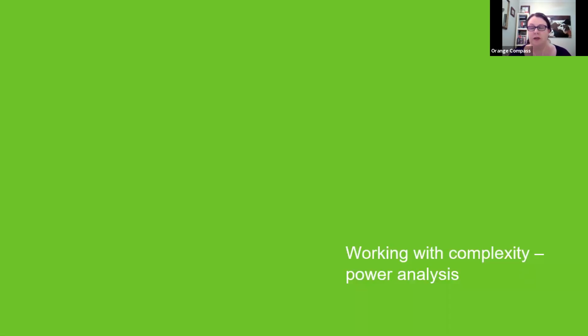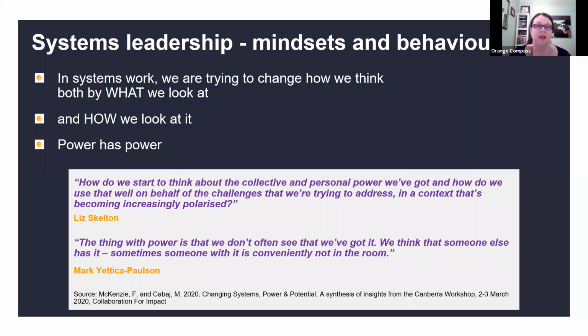Linked to working with complexity is understanding power, and particularly this is linked to leadership, because a lot of the ways in which we lead traditionally draw on hierarchical power or power based on authority. And in systems leadership and systems work, what we're trying to do is change how we think, both by what we look at, so seeing the system, but also how we look at it.